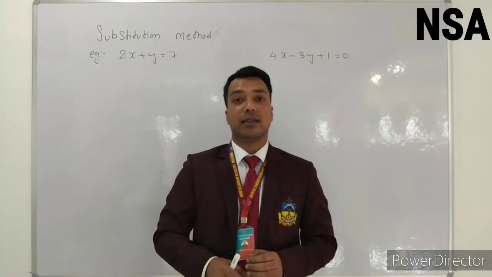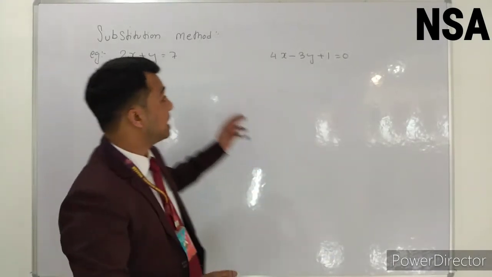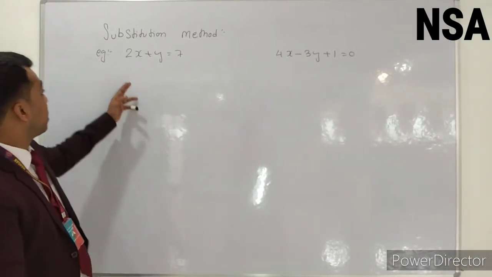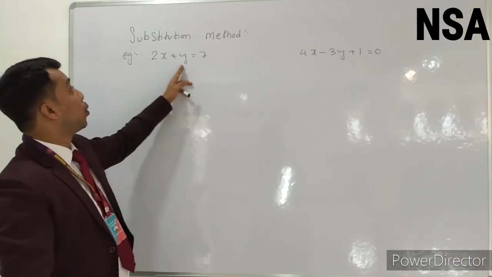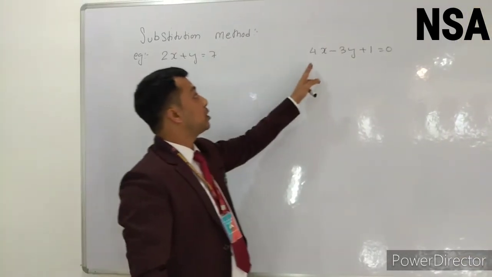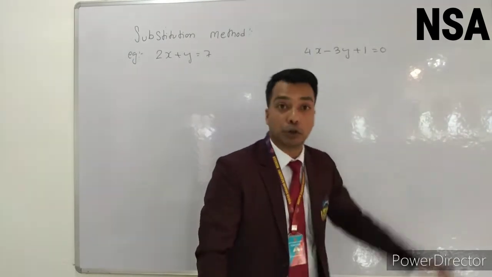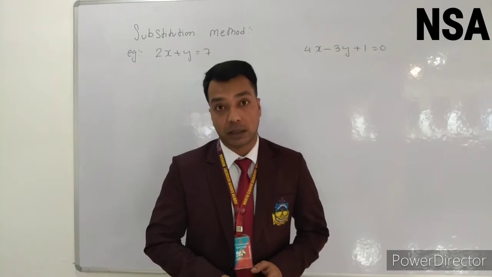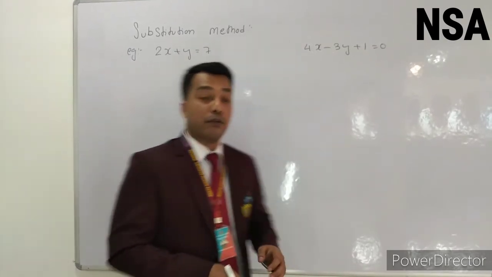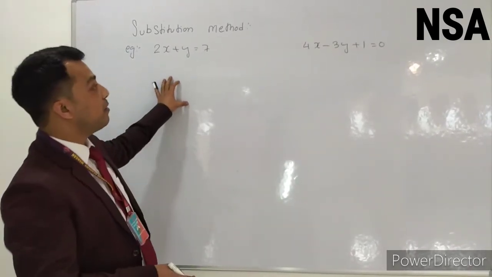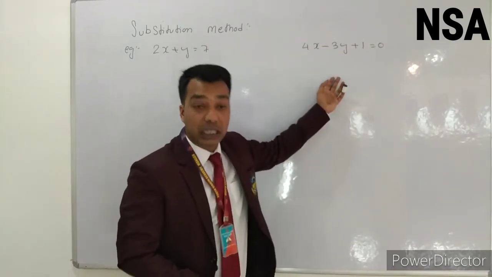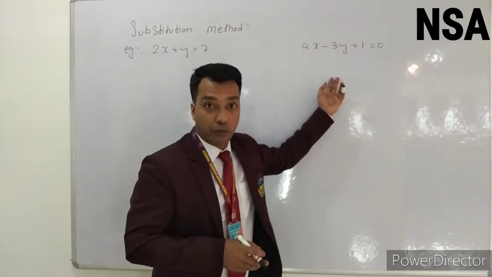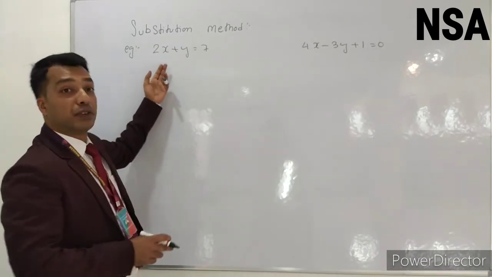Let me explain the substitution method with an example. Let us understand it with the help of these examples which I have on the board. The first equation is 2x plus y equals 7, and the second equation is 4x minus 3y plus 1 equals 0. In order to use this method, we first go to the first equation, or if you want you can go to the second equation also. It depends upon how you are solving. Right now we are going to use the first equation.